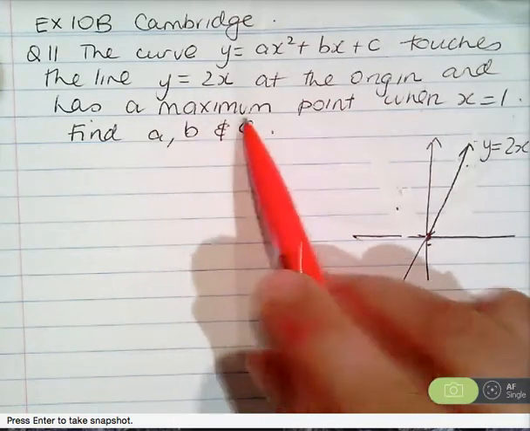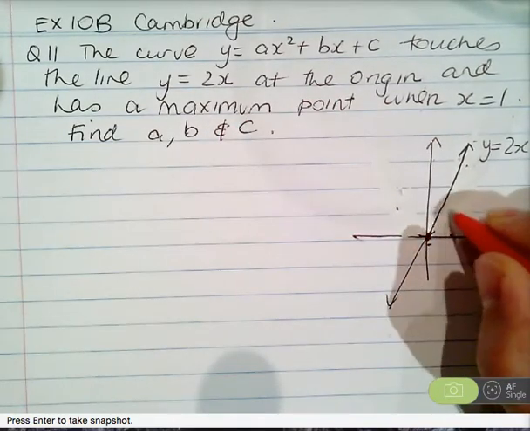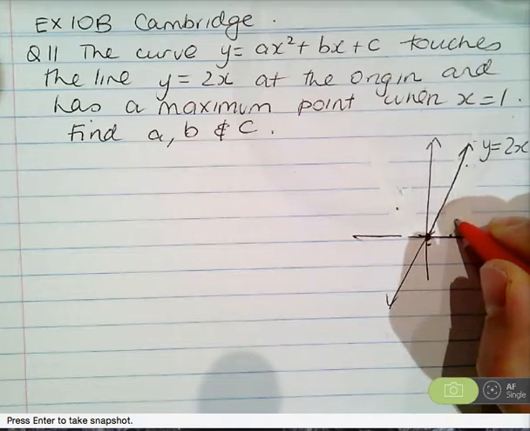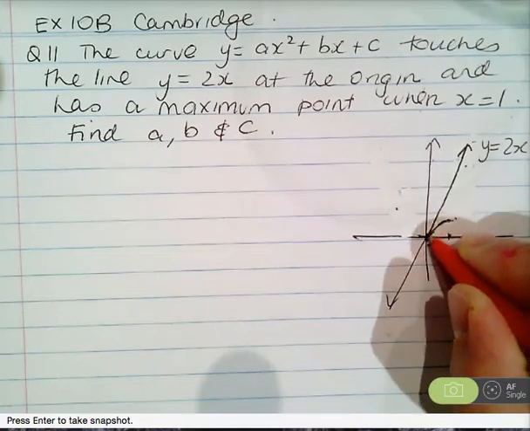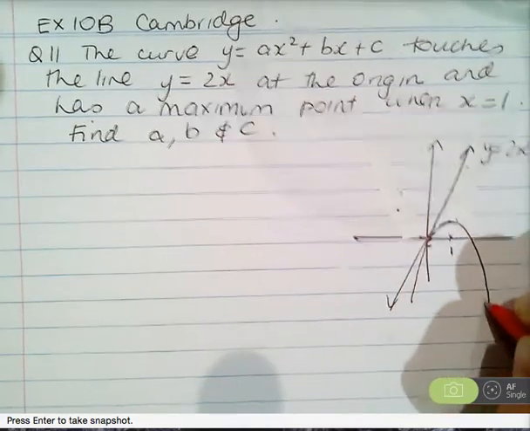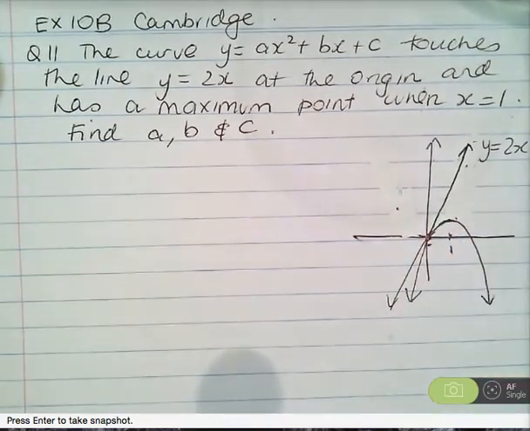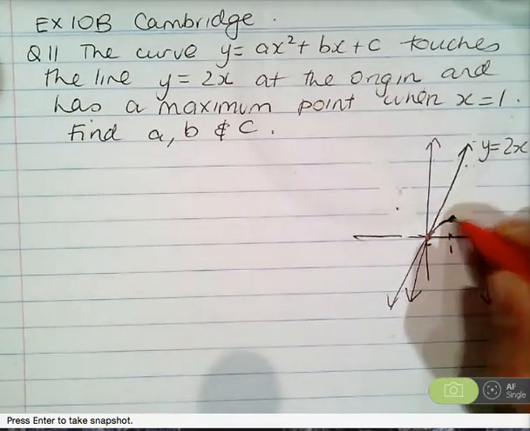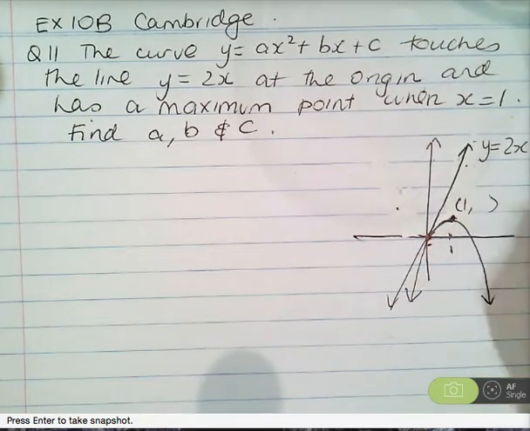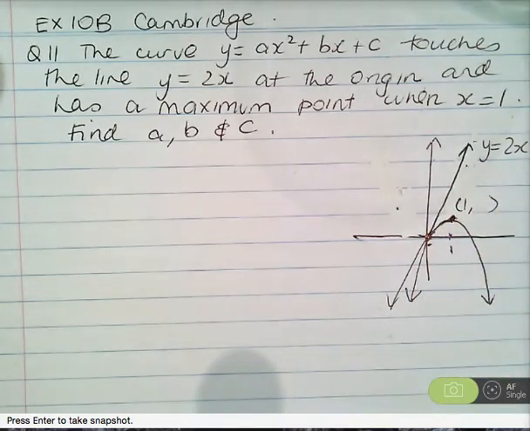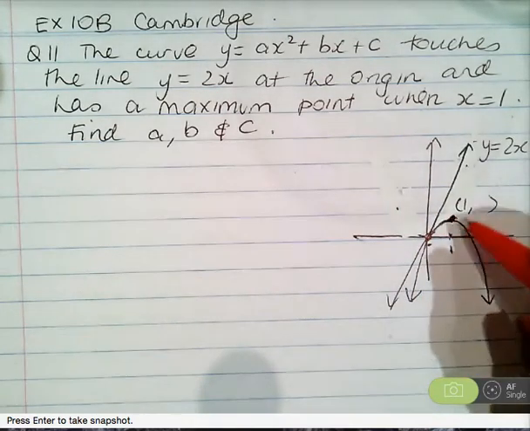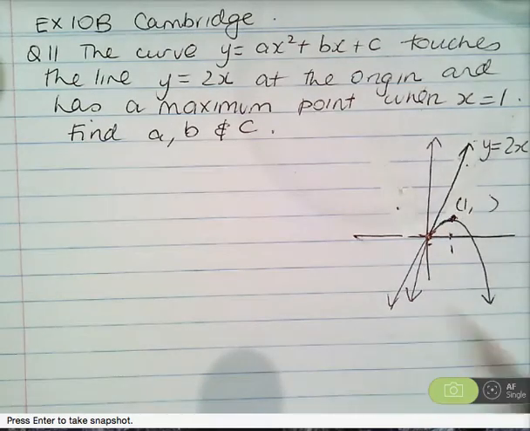Now, if the parabola has a maximum point when x is 1, it means that the parabola is concave down to have a maximum. So I'm just going to draw what I think the situation looks like, and it looks like this. Now I'd say here's your maximum when x is 1, so your maximum is 1 something. Your parabola touches that line y equals 2x at the origin, and we've got a maximum there. So this is what the scenario looks like.